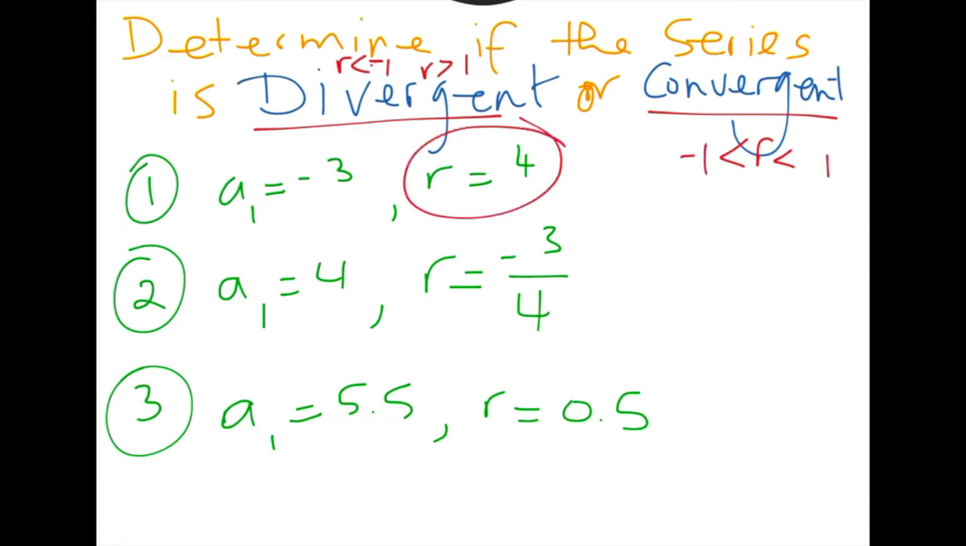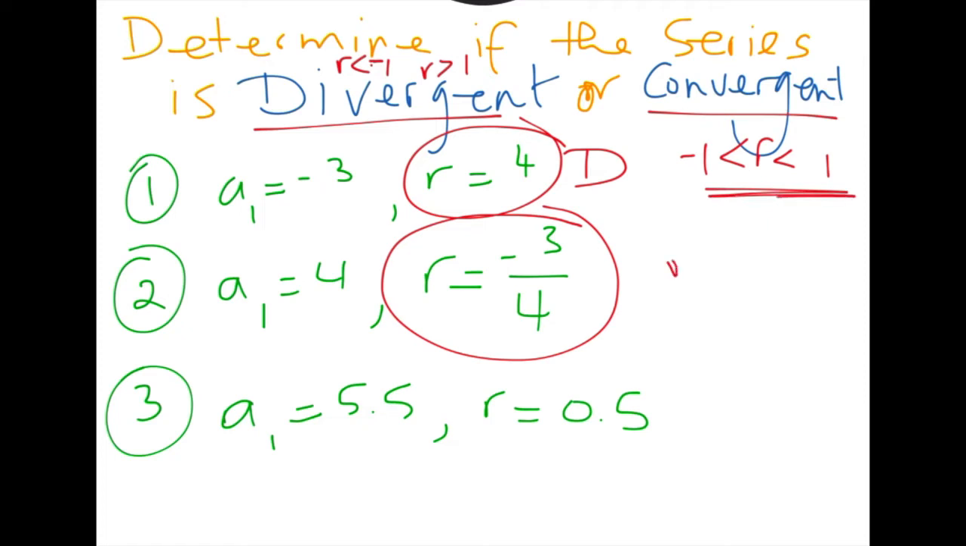So here R is bigger than -1, so it's divergent. Let's put D. For the rest of these questions, you may want to pause the video and see if you can do it by yourself and then check. So here R is -3/4, that would be -0.75, which is between -1 and 1, so it's convergent. Here again, R is within this range, so it's also convergent.